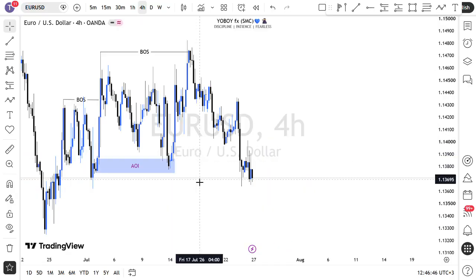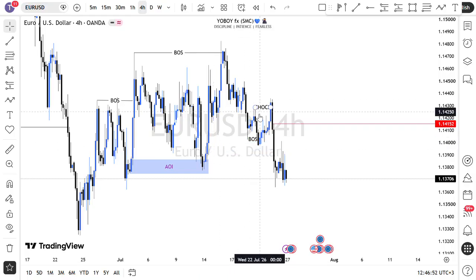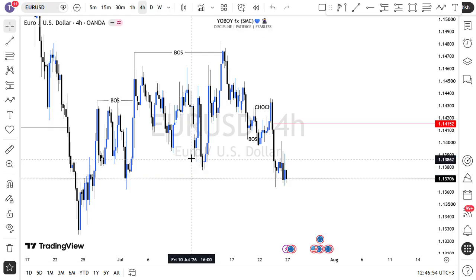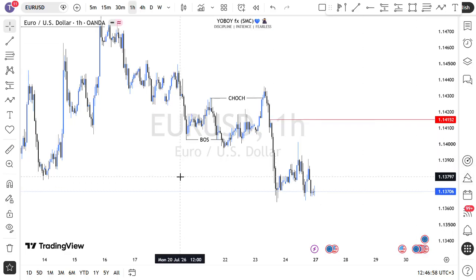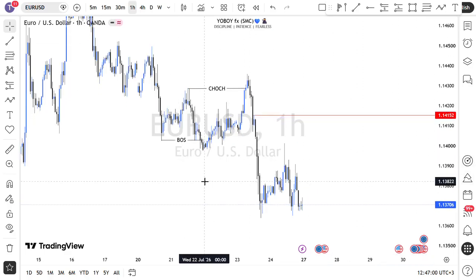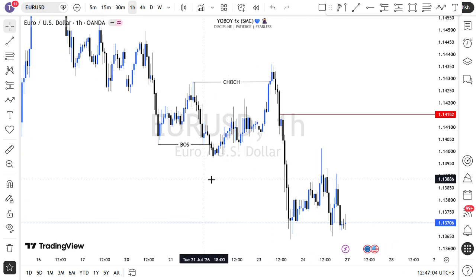So on Euro USD, from our last video, we had this point of interest here. I tapped into that area. We had this change of character, but I didn't have a very good point of interest to take that trade to the upside. And this is the reason why I've been telling you guys that if we want to confirm a change of character, we must see an impulsive move break that high, confirm a very good change of character.